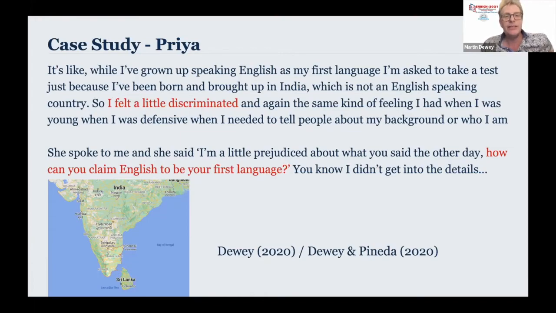And quite understandably, she describes this as an experience of discrimination and prejudice. And I think obviously this is a really clear example of how language ideologies can have quite damaging consequences, and why it is essential that we engage in critical thinking about these ideologies and how they have influenced the way we orient to language in education.